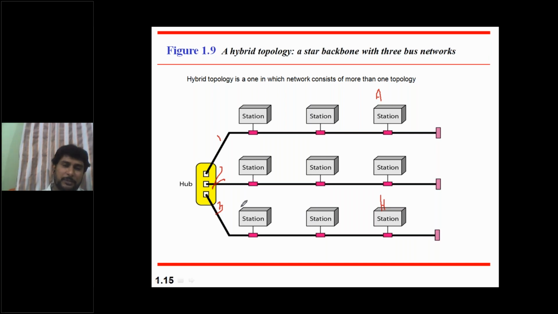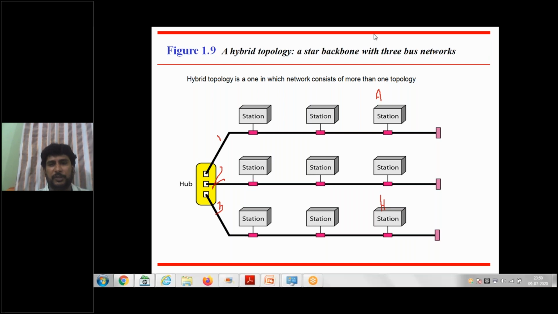So in this diagram, you can find more than one topology: three bus networks, and finally all these three bus networks connected to one star topology. This kind of topology is referred to as hybrid topology. I hope I'm clear. This is one of the very important questions in the exam, and I hope everyone understands this topic.